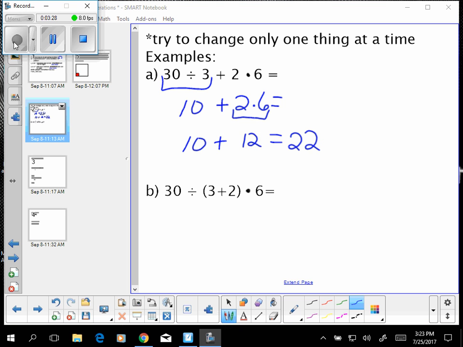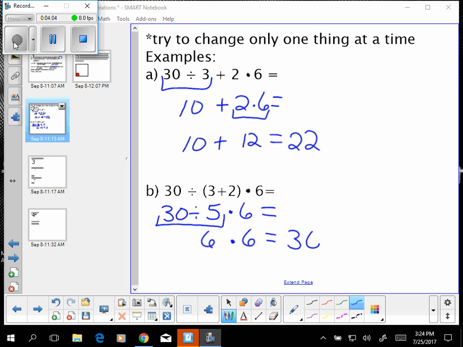In sample B, I do have parentheses, so that has to be done first. 3 plus 2 is 5, and then copying down the times 6. Since I'm supposed to multiply and divide in order from left to right, I have to do this division first. 30 divided by 5 equals 6. Times my 6. I still am looking for multiplication and division, and I have a multiplication problem here, so it's 36.